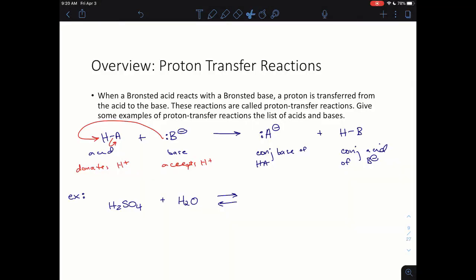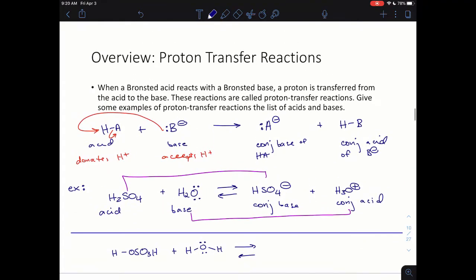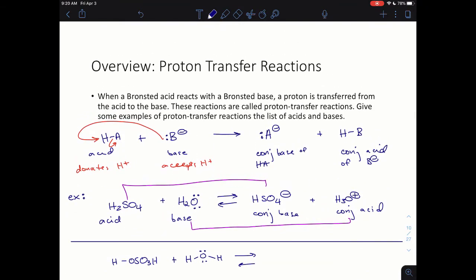If you had trouble choosing acids and bases, I've chosen 2 for you. So why don't you go ahead and try these. Try to write the proton transfer reaction between these 2 species. Please pause. All right, now I've done it for you here. So sulfuric acid is certainly the acid. It's going to be donating a proton.